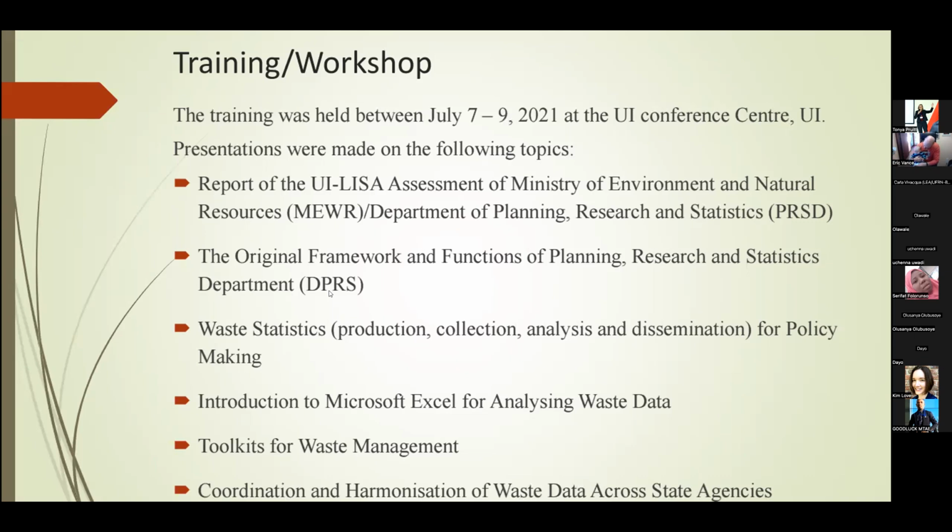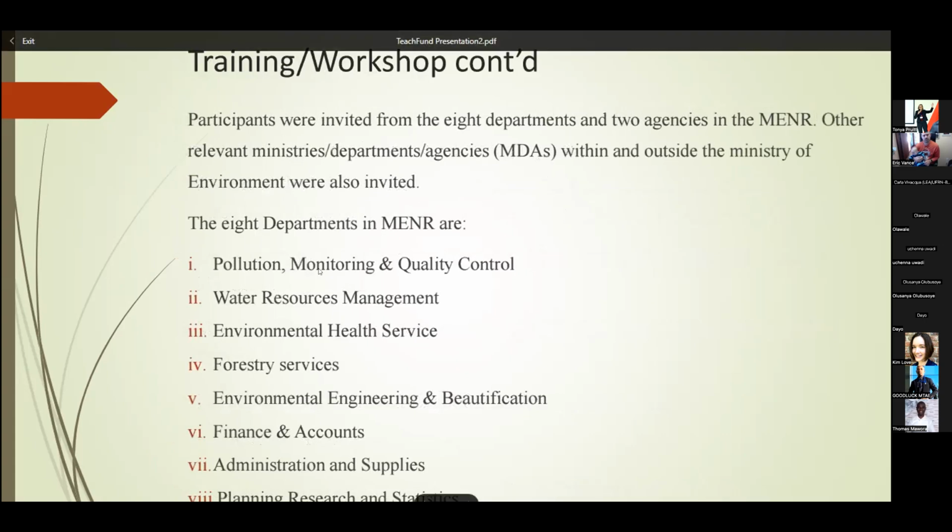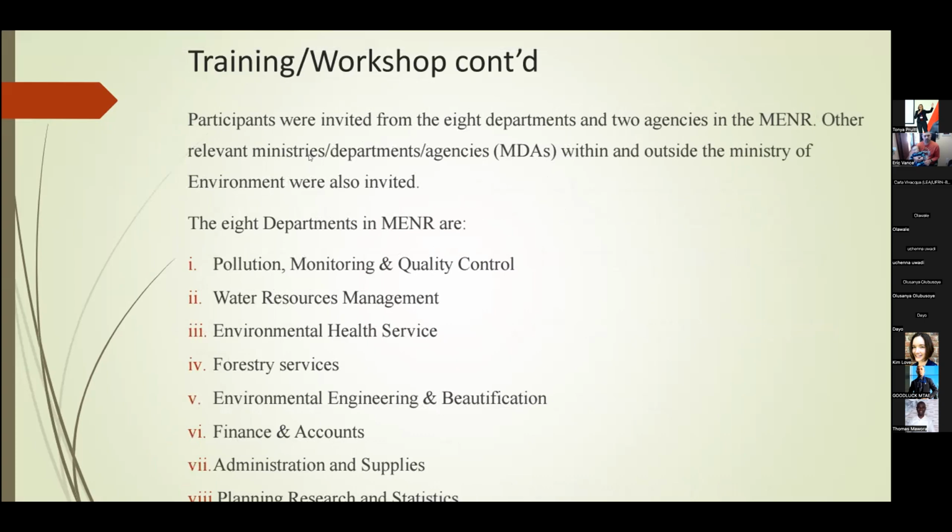Okay, so we also looked at toolkits for waste management, and then the coordination and harmonization of waste data across state agencies. So we had participants from the ministry, because there are 8 departments in the ministry and 2 agencies. So 2 participants each were drawn from the 8 departments and the 2 agencies. The 8 departments are listed there: the Pollution Monitoring and Quality Control Department, Water Resources Management, Environmental Health Service, Forestry Services, Environmental Engineering and Beautification, Finance and Accounts, Administration and Supplies, and then the Planning, Research and Statistics Department.